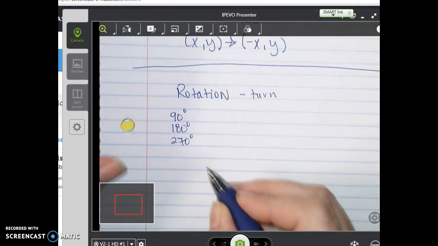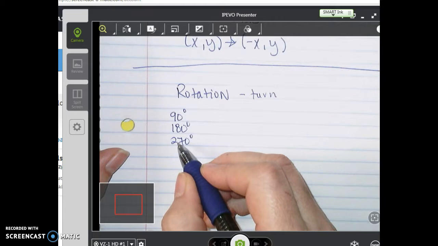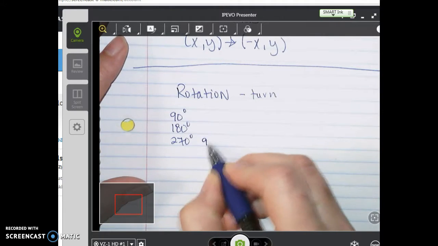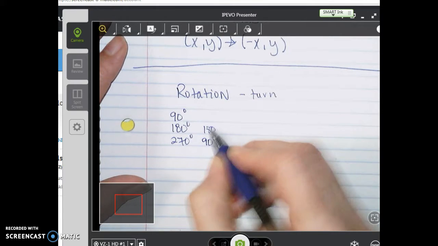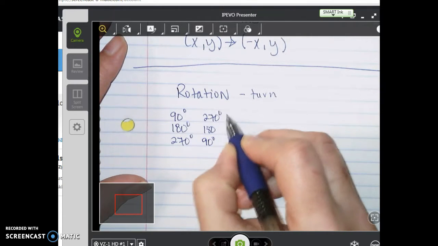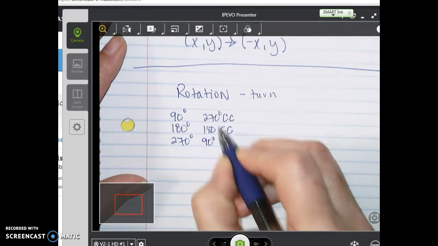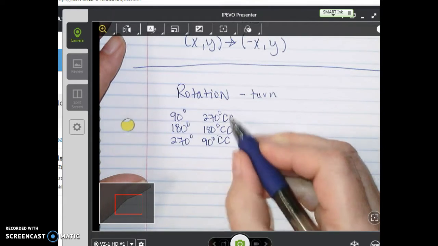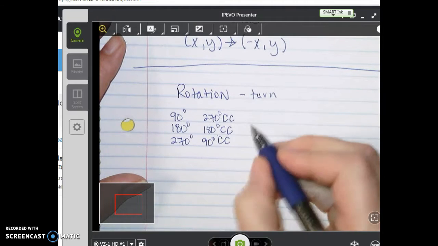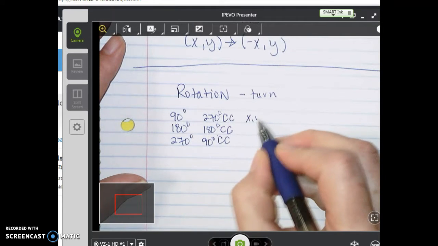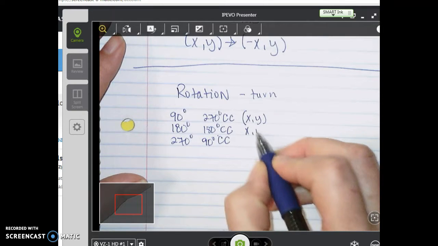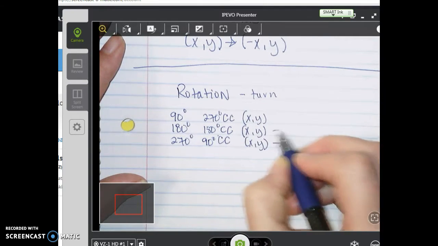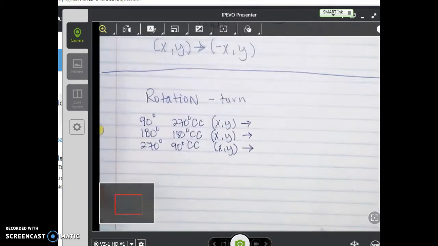Now, to remember that pattern, it's going to be this set of numbers backwards. So if it did 90, 180, 270, it's going to be 270, 180, 90. And these are counterclockwise. More than likely, your test will ask you about the counterclockwise. Next, I could do x comma y yield. Yield means create. Equal sign.